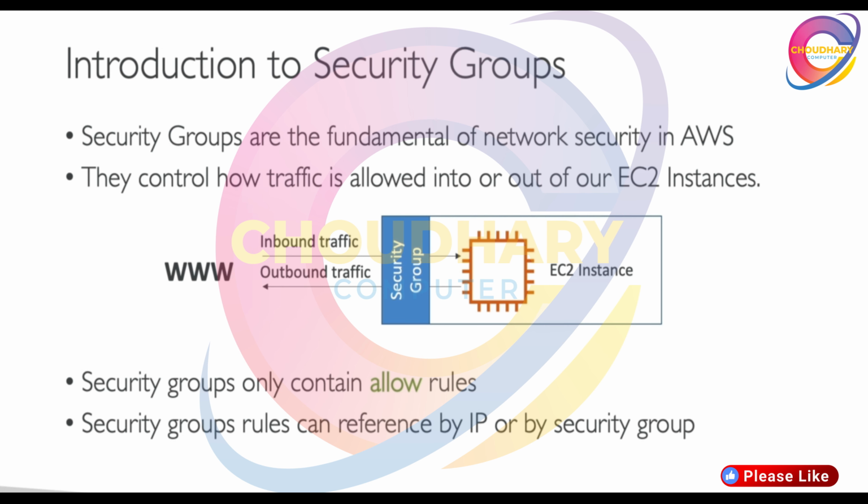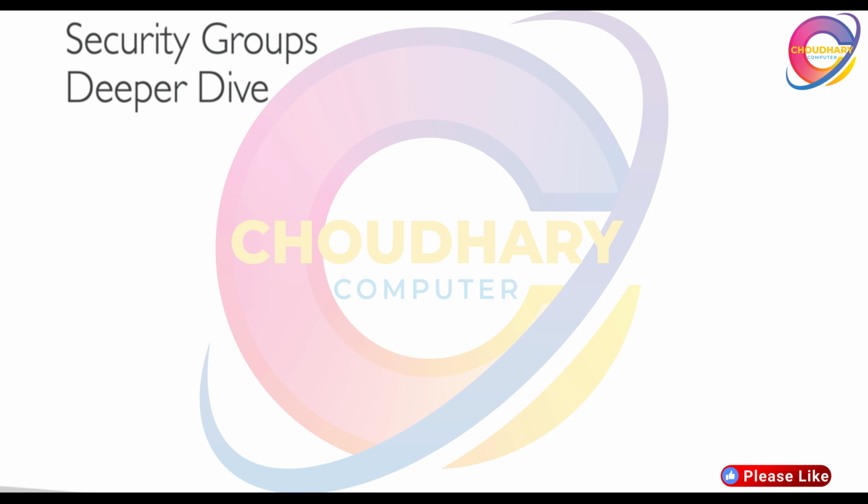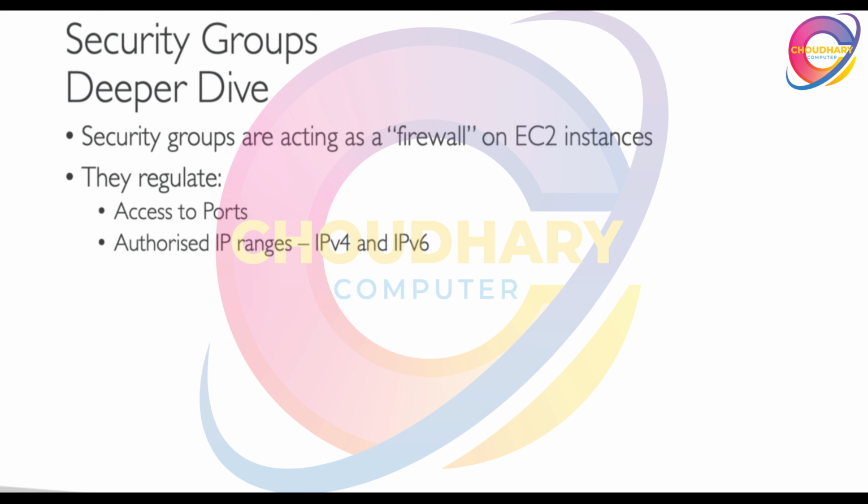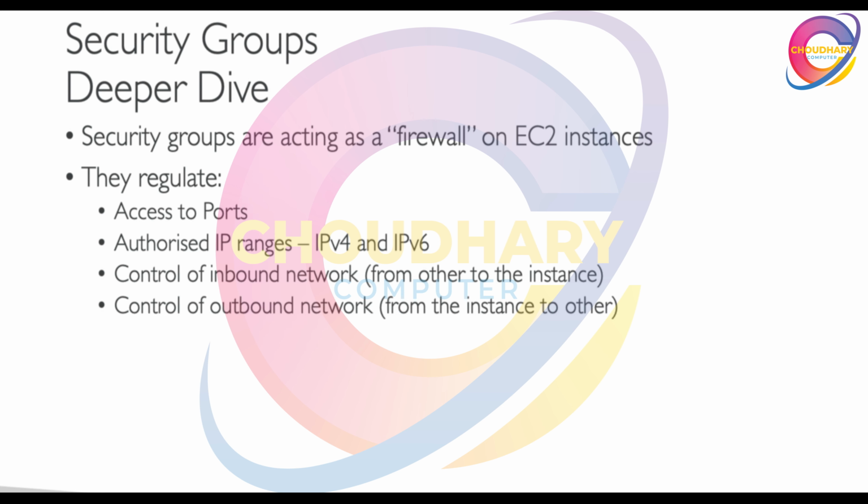Now let's do a deeper dive. Security groups are a firewall on our EC2 instances, and they're going to regulate access to ports. They're going to specify the authorized IP ranges, whether on IPv4 or IPv6, the two kinds of IP on the internet. This is going to control the inbound network, from the outside to the instance, and the outbound network, from the instance to the outside.